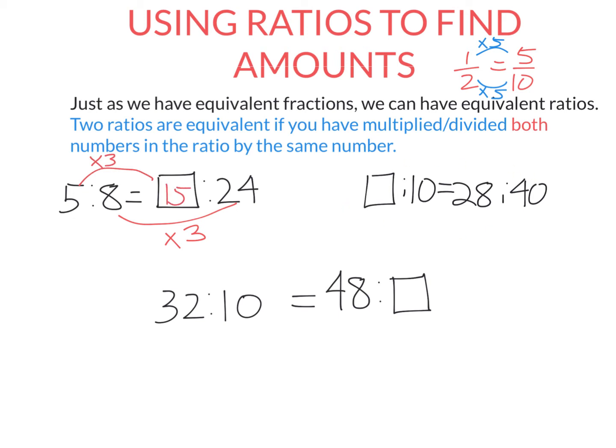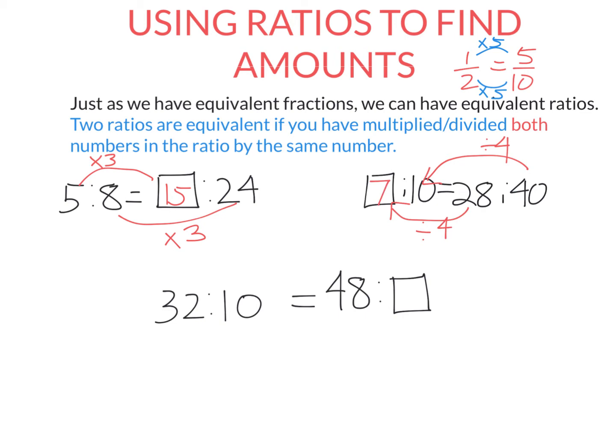So what about this one here? I want to find what number goes here. So we're going to start at the other ratio, the one that doesn't have the unknown. To go from 40 to 10, I have divided by 4. So if I have divided the second number by 4, I must divide the first number by 4. I must divide the number on the left by 4. So I go 28 divided by 4, and that gives me 7.